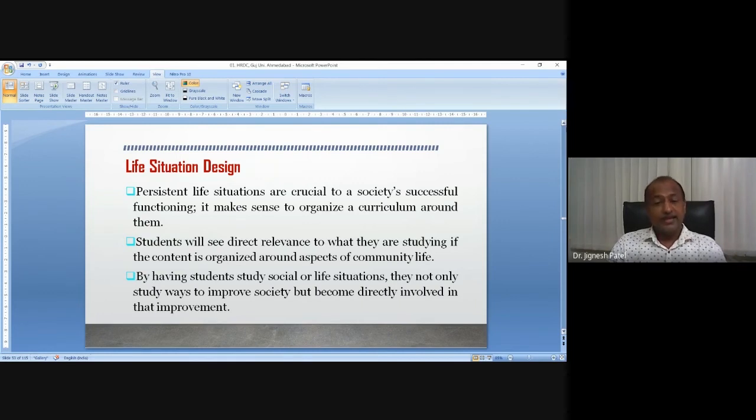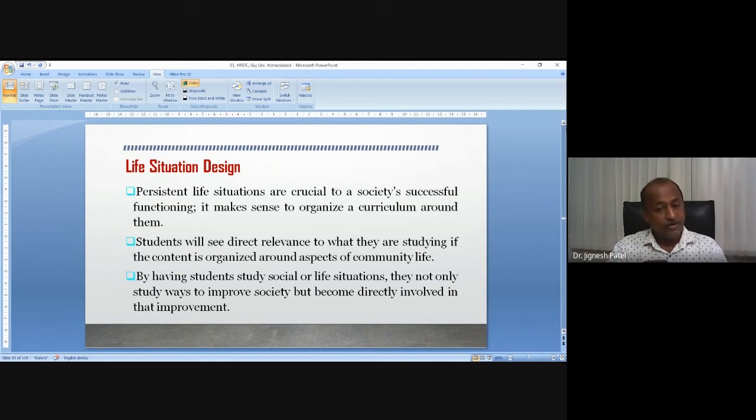Students will see the direct relevance to what they are studying if the content is organized around aspects of community life. They are living in a community, they are part of the community. That's why they are much more aware about community life as well. And we have to focus our curriculum in such a way that whatever they learn, they can implement in day-to-day life as well.